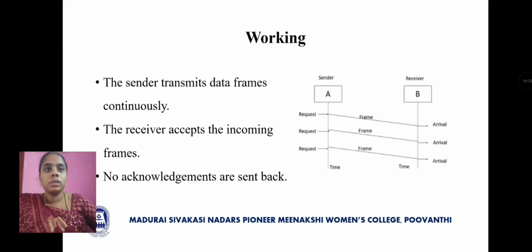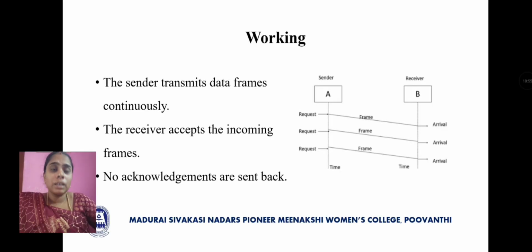The first one is that the sender transmits the data frames continuously. For example, the sender continuously sends data frames to the receiver without any acknowledgement that the receiver correctly received the data. We may consider the example of a radio station continuously broadcasting audio signals to users, but there is no assurance that all listeners hear it.